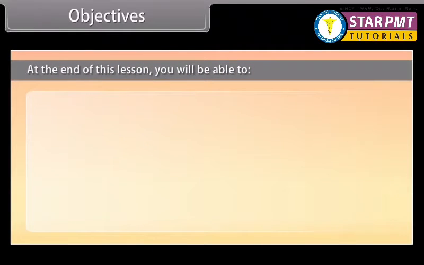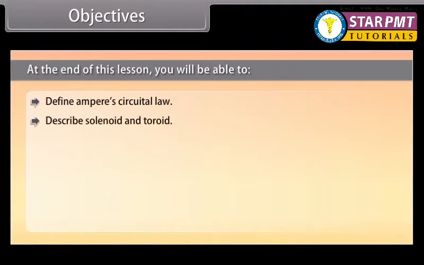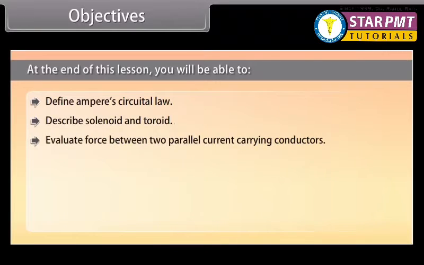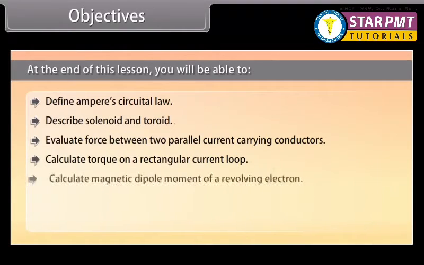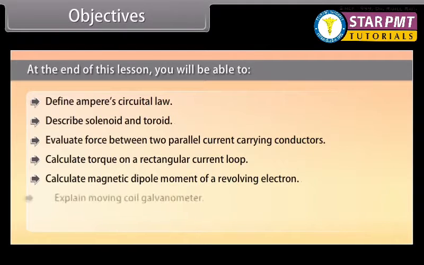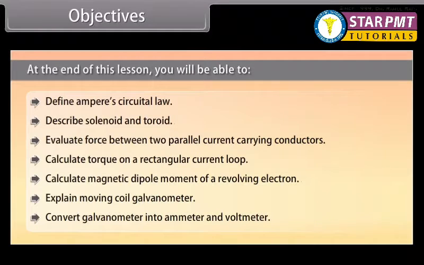Objectives. At the end of this lesson, we'll be able to define Ampere's Circuital law, describe solenoid and toroid, evaluate force between two parallel current-carrying conductors, calculate torque on a rectangular current loop, calculate magnetic dipole moment of a revolving electron, explain moving coil galvanometer, and convert galvanometer into ammeter and voltmeter.